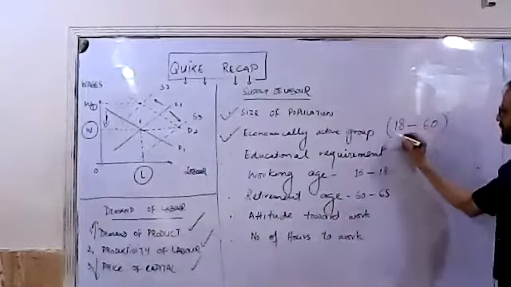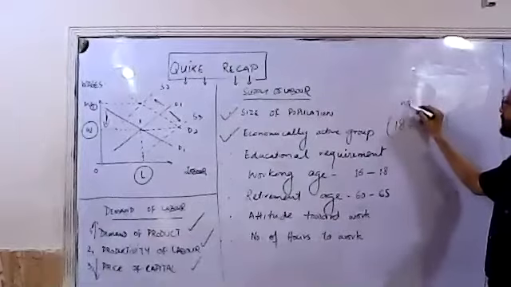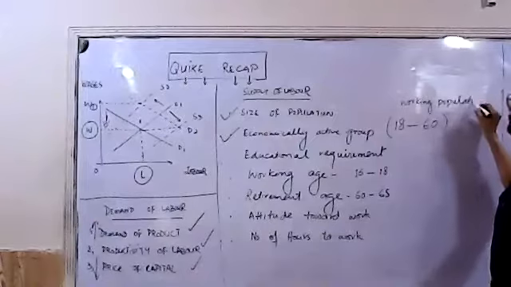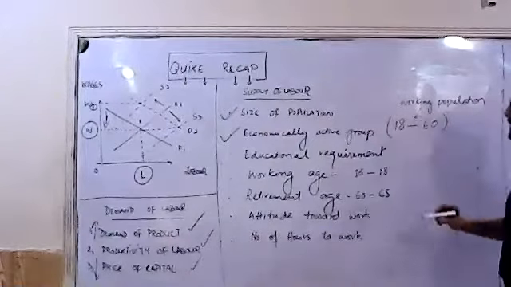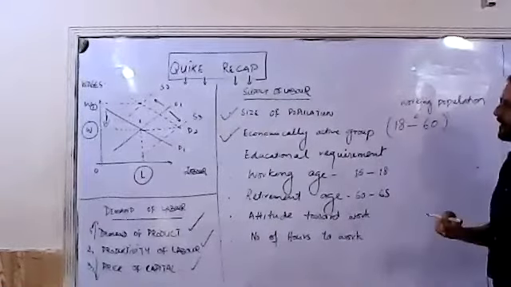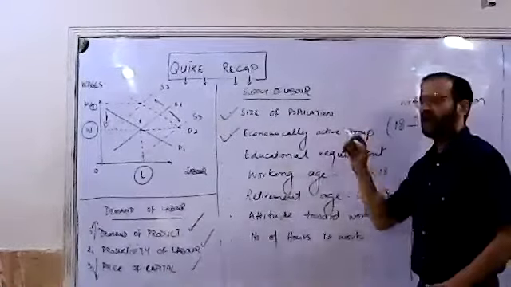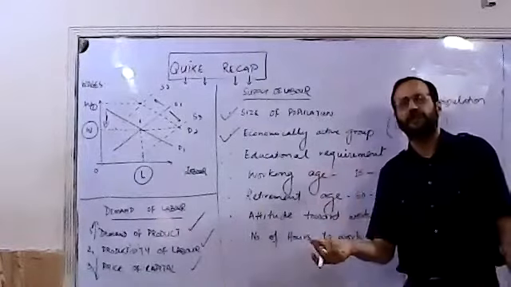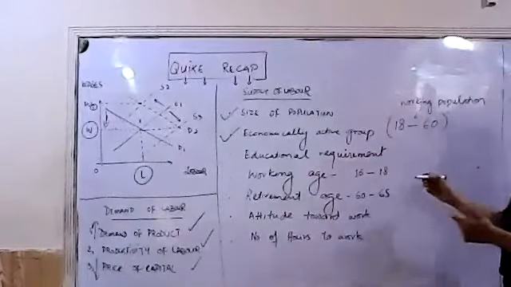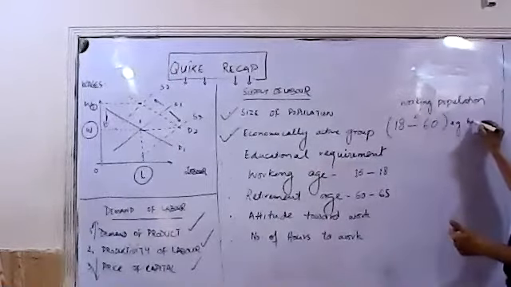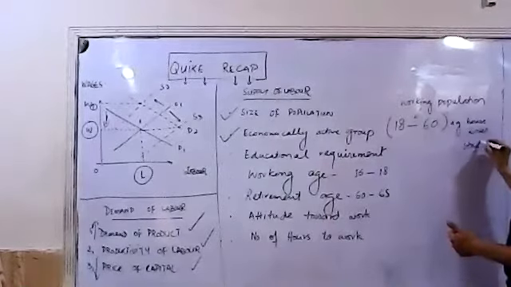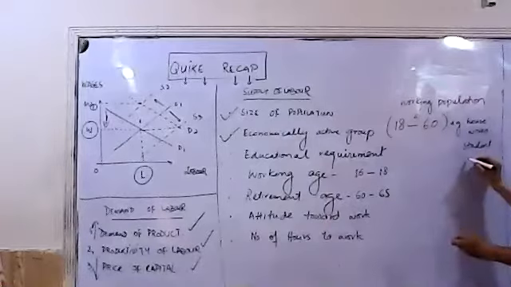Now, this should be known as the working population. This group is a working population, dear students. Among this working population, the economically active group are those people who want to work. But there are some people who are not economically active. Now, who are those people? For example, housewives. It can be a student who wants to study further.